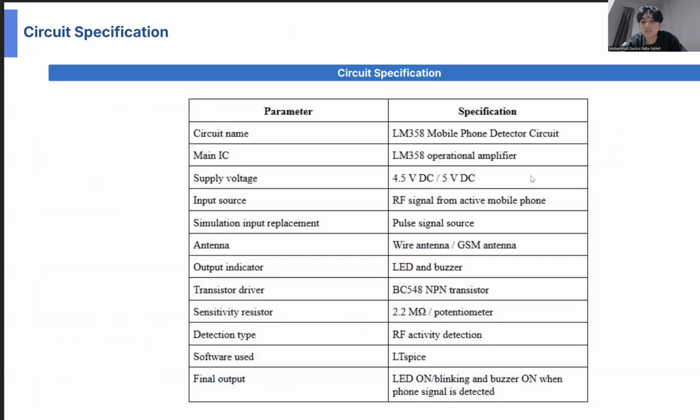This slide shows the overall circuit specification. The main IC used is the LM358 operational amplifier with a 4.5 to 5 volt DC supply. The input source comes from RF signal emitted by an active mobile phone. Since real RF signals are difficult to simulate directly in LTSpice, we replace the antenna input with a pulse signal source during simulation, and the output indicators are an LED and buzzer, while the BC548 transistor is used as the output driver.